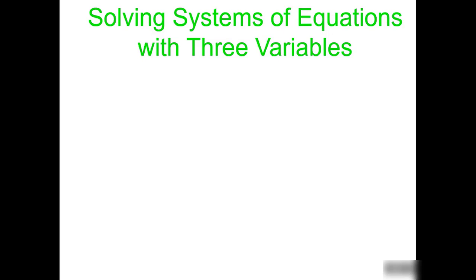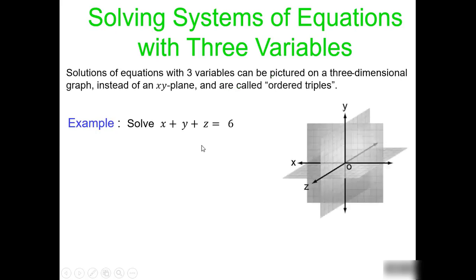In this lesson, we're going to extend the concepts of systems of equations, which we solve with two variables, to systems of equations that are going to have three variables. Now, if we have a situation like this, where we now have an added z component, there's still going to be an infinite number of what we refer to now as ordered triples.